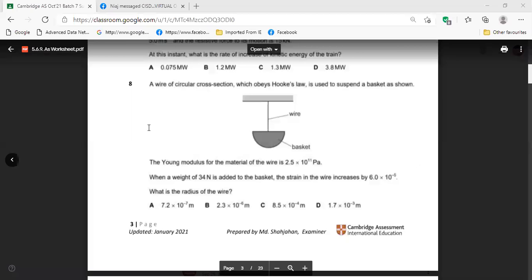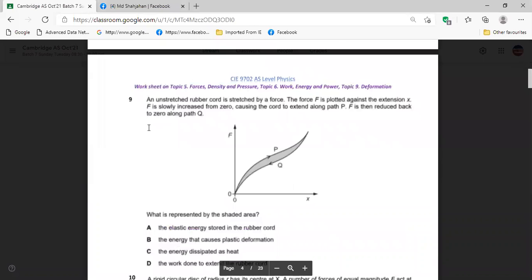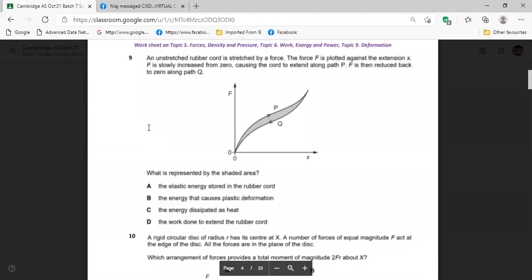So next question, 9. Yeah, can you read it, Navid? Question number 9, sir.